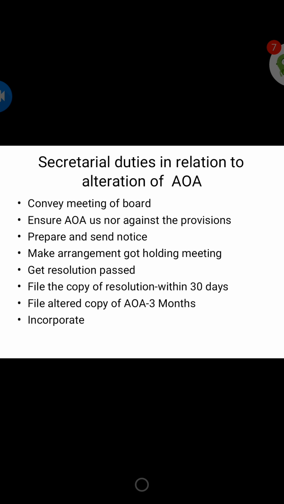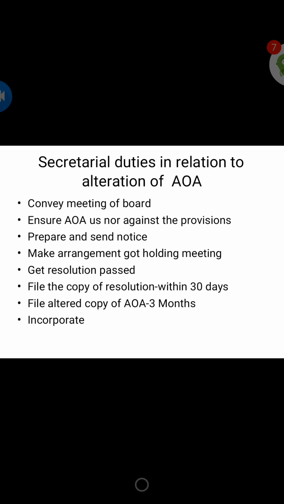Then the next is you have to see whether the articles of association are not against the provisions of your Companies Act, and not against the provisions of your memorandum. These two documents, the memorandum is the document superior to the articles of association, and the memorandum is prepared on the basis of the Companies Act. So these two are superior to the articles of association, so the articles should not surpass them.